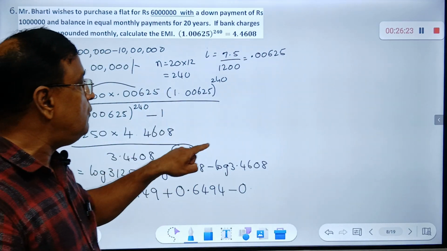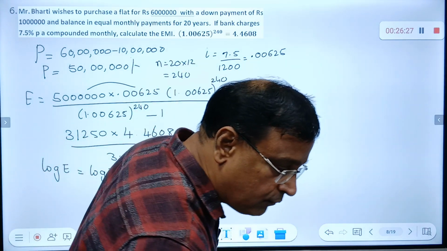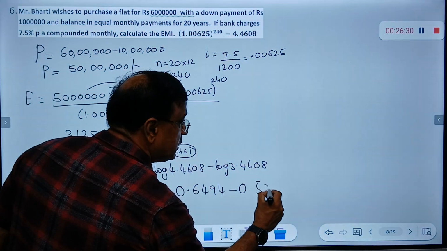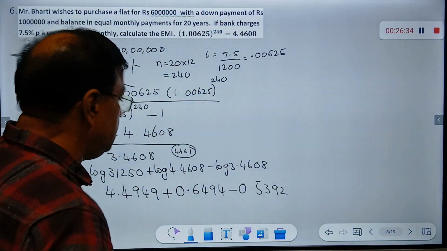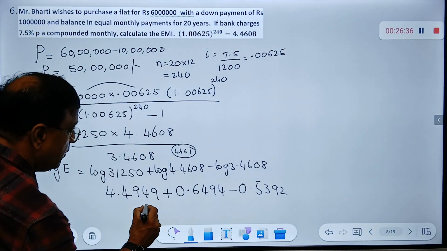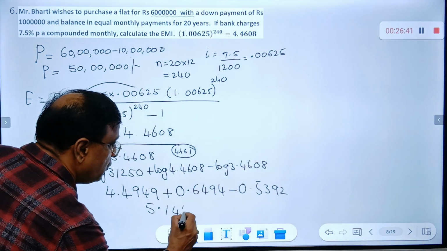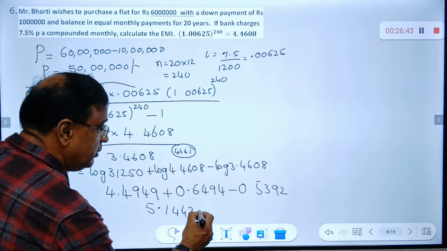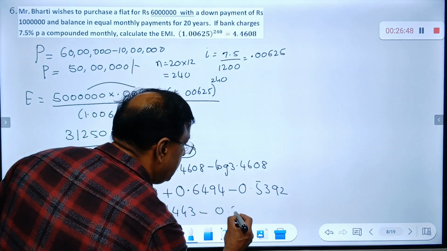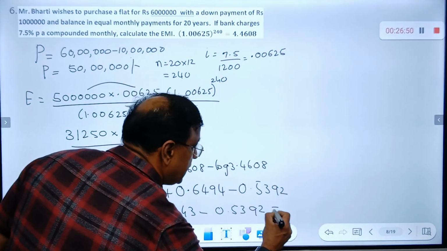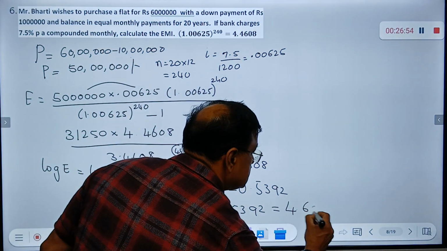Look at 3461. The log of 3461 is 5392. Okay. Now if you add them, I'm getting 5.1443. I'm not doing it, I'm sure you can do it. Minus 0.5392. If you subtract this, I am getting 4.6051.